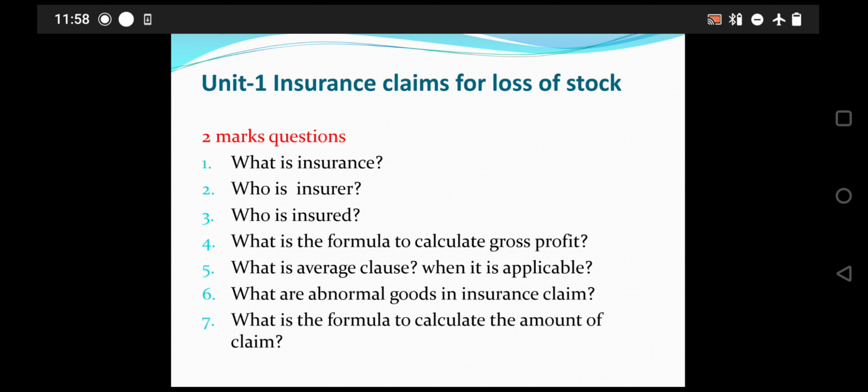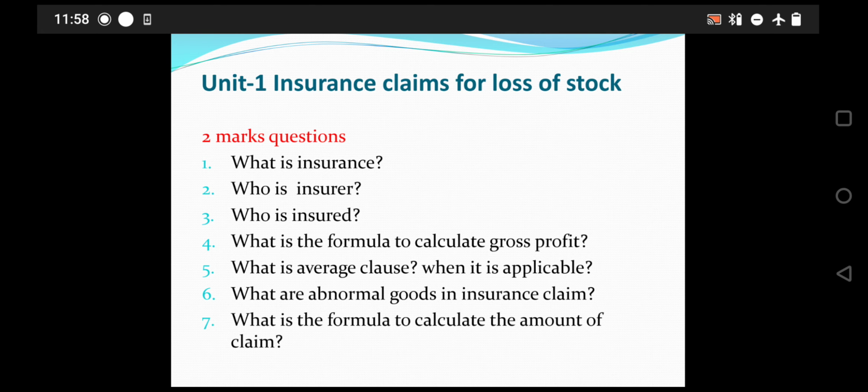Especially in some problems they will give the insurance policy amount, which means the amount for which the goods are insured, and sometimes they will not give it. If they have given it, then you need to calculate the average clause. They may ask this for 2 marks. Then the next one is something like: what are abnormal goods in an insurance claim? There are certain goods which cannot be transferred, so we call them abnormal goods.